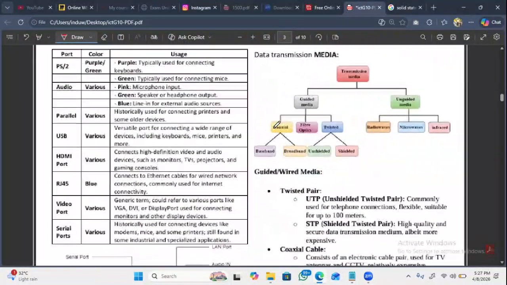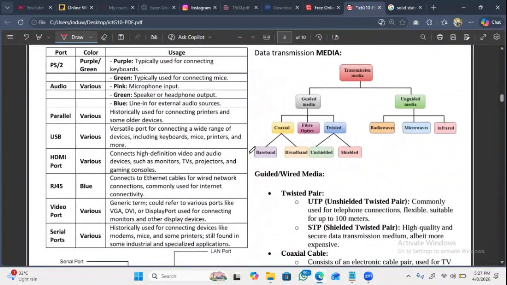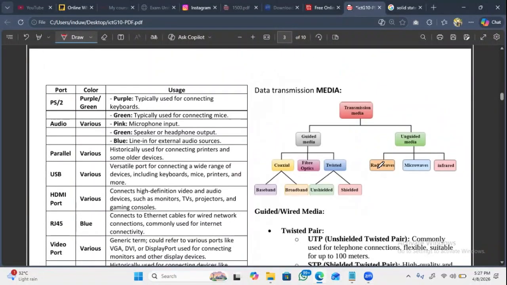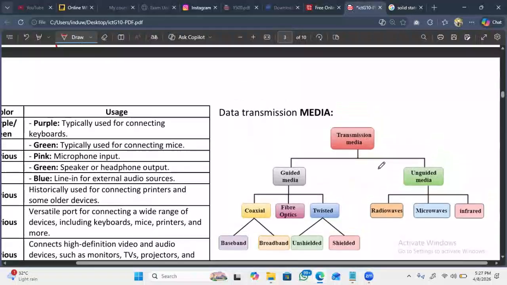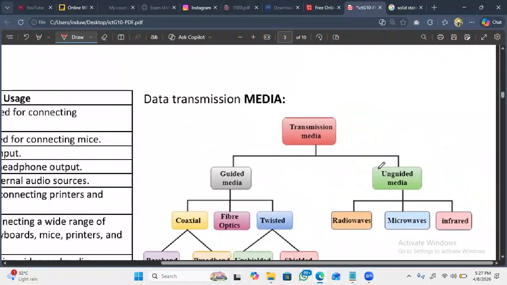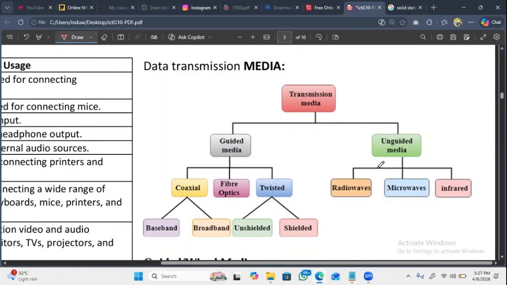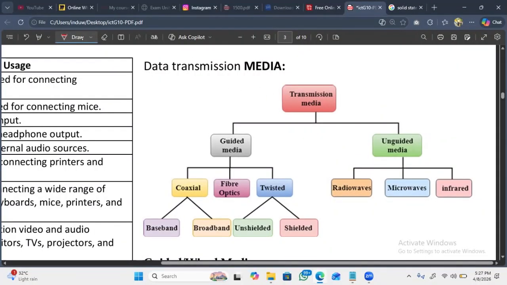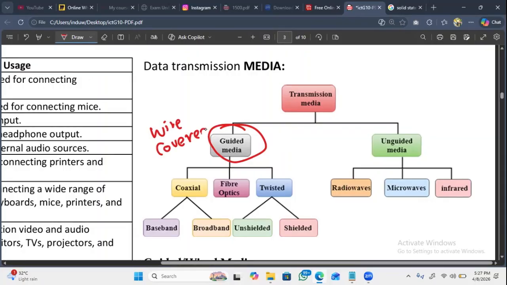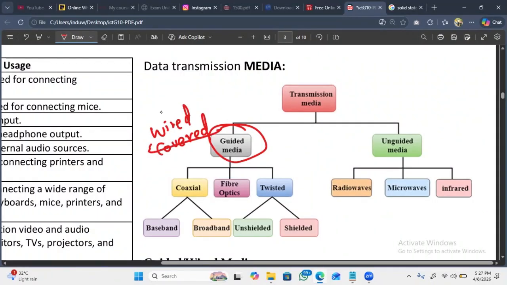We already discussed what the ports are and the uses of ports. Now we can jump to data transmission media. Let's discuss this, kids. In data transmission media, we mainly have guided media, which means wired, where the wire is covered. And non-guided means wireless. We are not using wires.